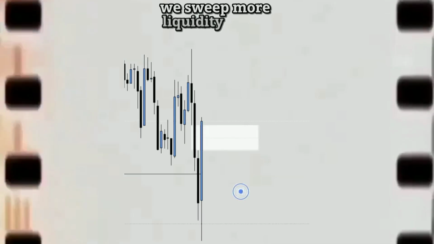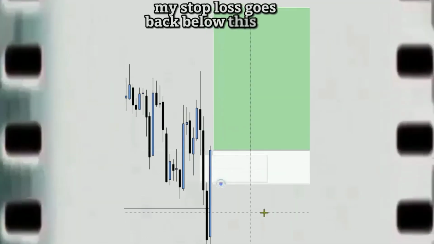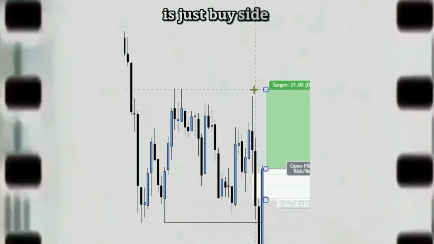So as you can see, we sweep more liquidity to the sell side. We now inverse this fair value gap, which means I enter into a long position. My stop loss goes back below this fair value gap, and then my take profit is just buy side liquidity right here, and this is a nice 1 to 2.5 risk to reward ratio.